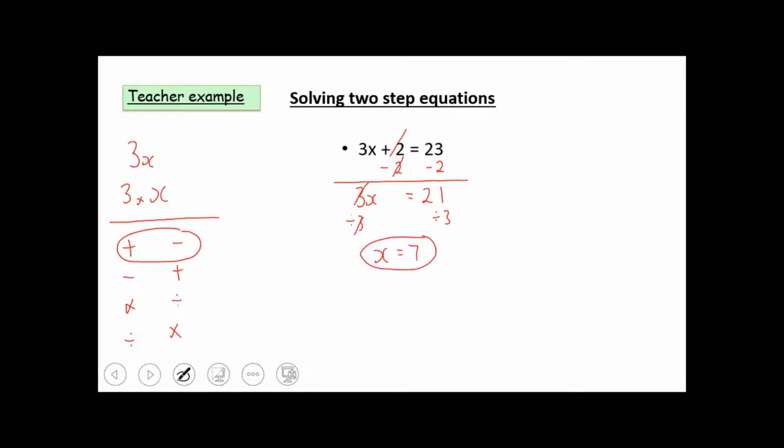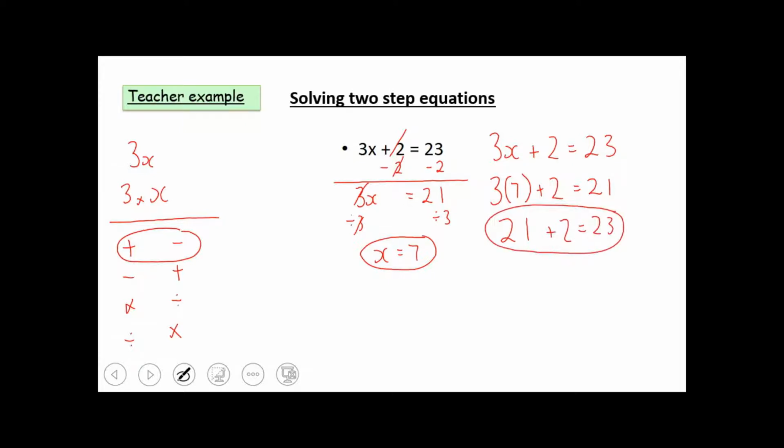What I need to do now is make sure I substitute. Substitute basically means replacing. Just to make sure we've got the correct answer, the question says 3x plus 2 equals 23. I've just written the question out there, and all I'm going to do now is substitute. So I'm going to replace the x. I've got 3, replace the x with the 7, and then plus 2 equals 23. I'm just going to expand this out. 3 times 7 is 21, plus 2 equals 23, and that is the answer that I needed. So hopefully you should have understood that.